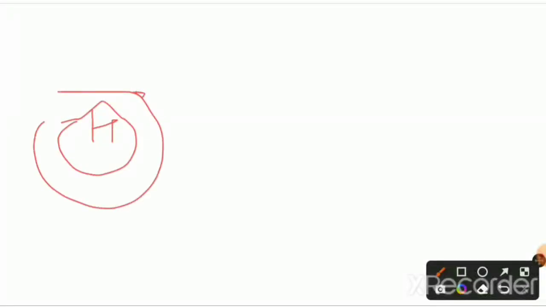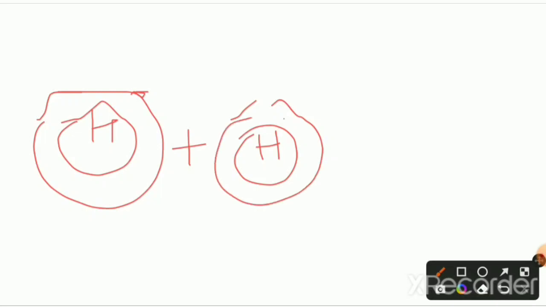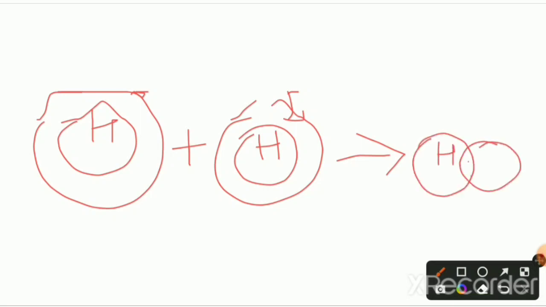Now let us consider the hydrogen atom. This is one hydrogen atom. You know that one hydrogen atom has only one electron. Let us consider another hydrogen atom which also has one electron. These two hydrogen atoms combine and react with each other to form a hydrogen molecule, which is the H2 molecule.